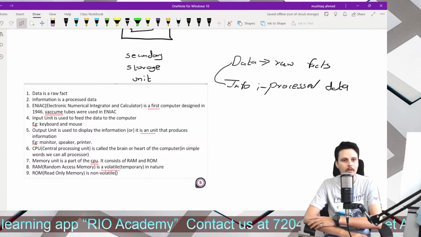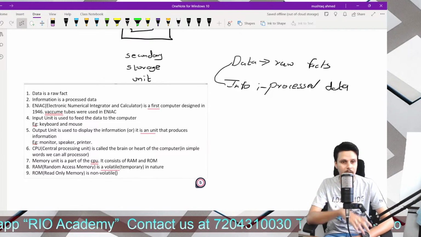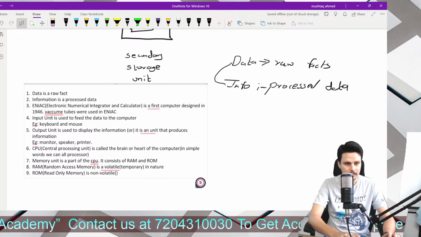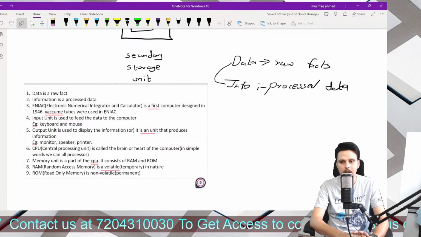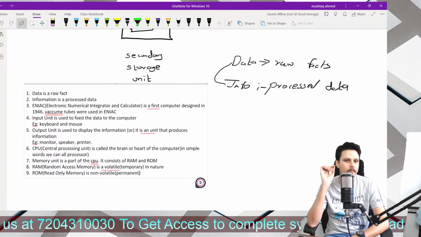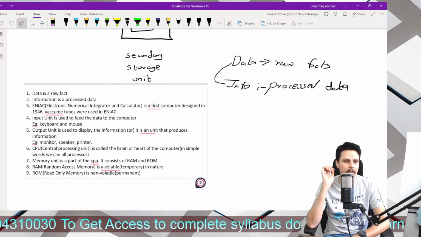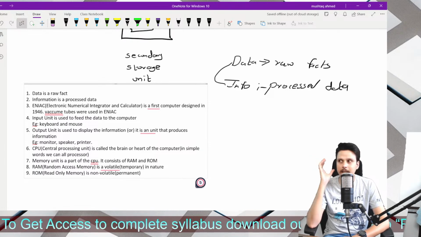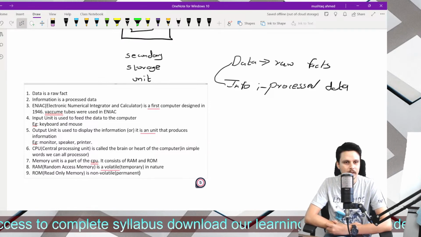Non-volatile means permanent. Whatever data is stored in the ROM, the data will stay forever. It will be stored in the memory. Even if you switch off the computer and turn it on, the data will be there in ROM.